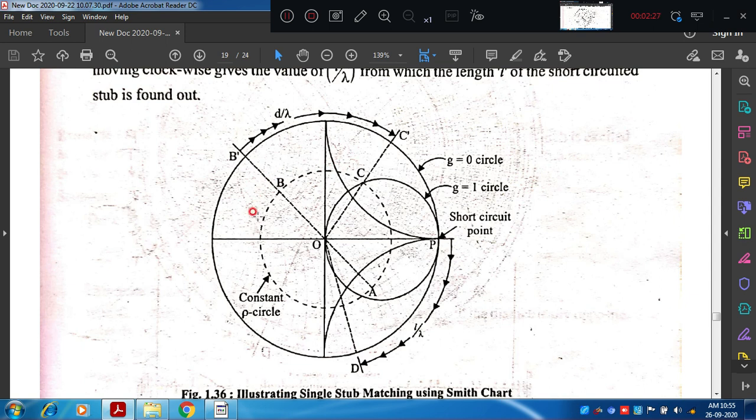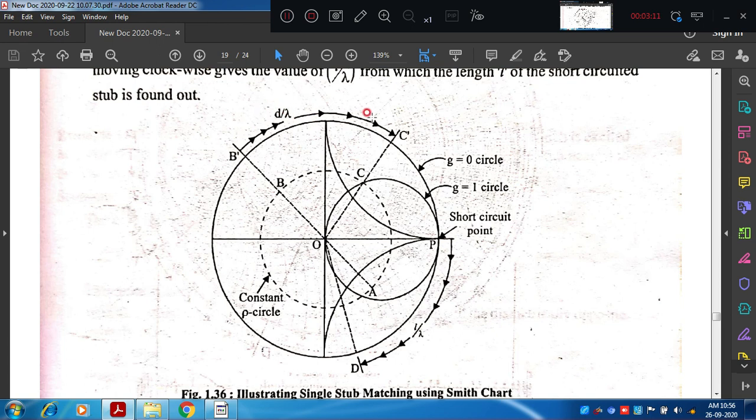We extend back because this is impedance, and we want admittance. This Smith chart now acts like an admittance chart. Now this rho circle cuts the unity G circle, G equal to 1, at two points, C and this point. From B dash, we need to move in the clockwise direction to where the line cuts the unity circle G equal to 1 first. That distance we note down as d by lambda. Given the lambda value, we can easily identify the d value.